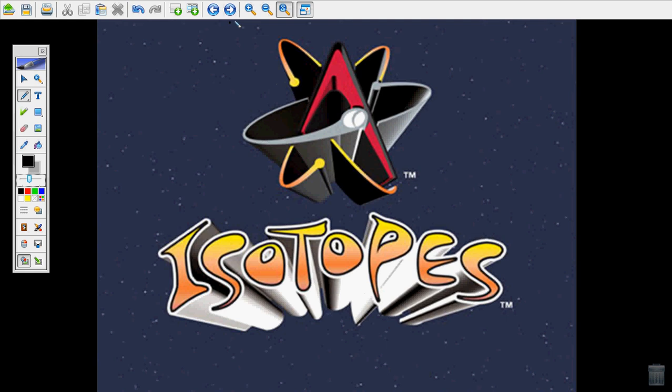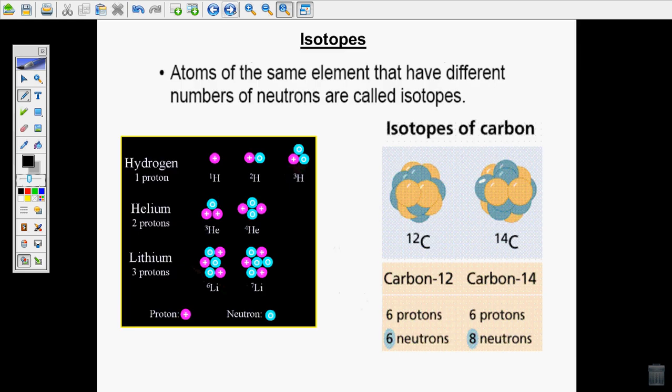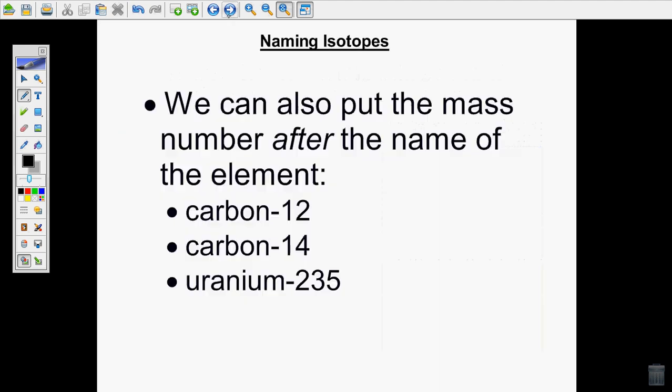Okay, now let's talk about isotopes. Isotopes are atoms of the same element that have different numbers of neutrons. So you have 2 versions of helium. You have a helium with 1 neutron; neutrons are represented by the turquoise. And then you have a helium with 2 neutrons. Same thing for lithium. Here you have 3 neutrons. In this lithium you have 4 neutrons. So same element, just a different number of neutrons.